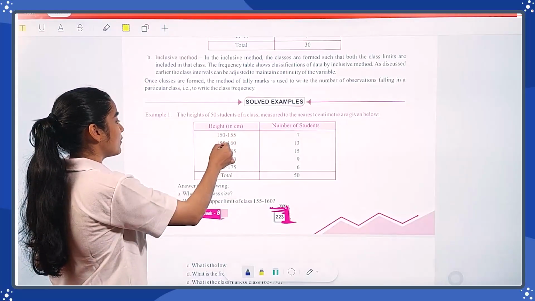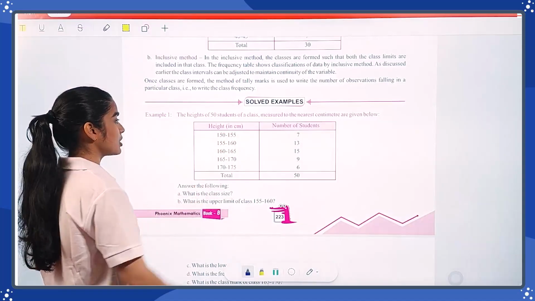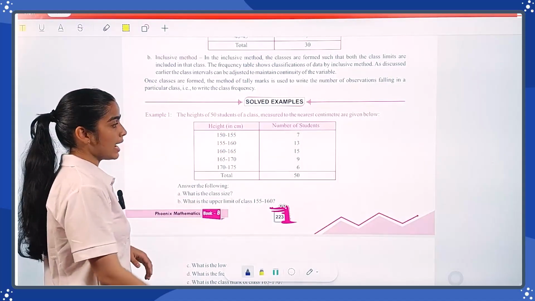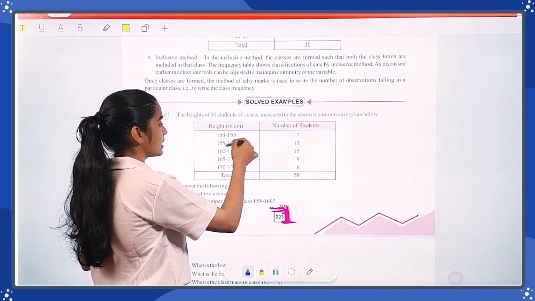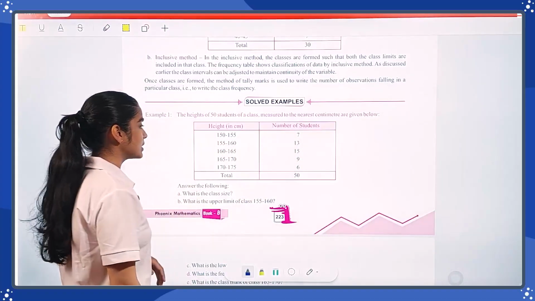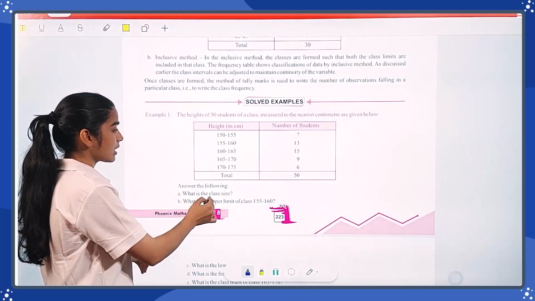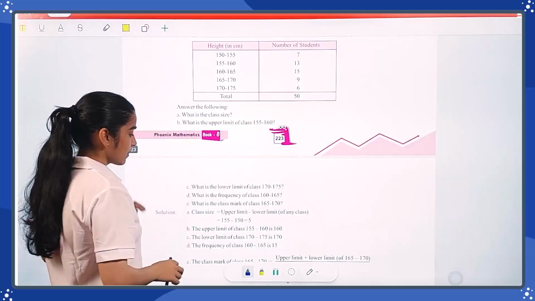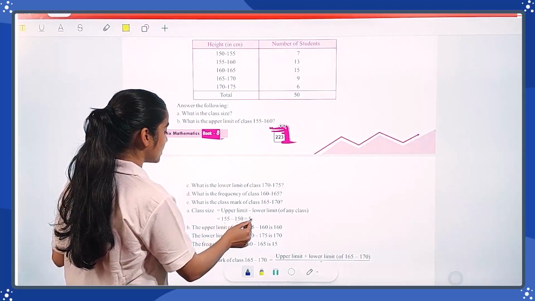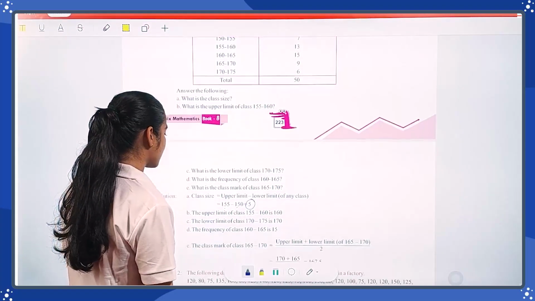150 to 155, 155 to 160. Now we have to find how many students have different heights. So the 150 to 155 centimeter height is for 7 students, then 13. So what is the class size? 155 minus 150 is your class size, 5.